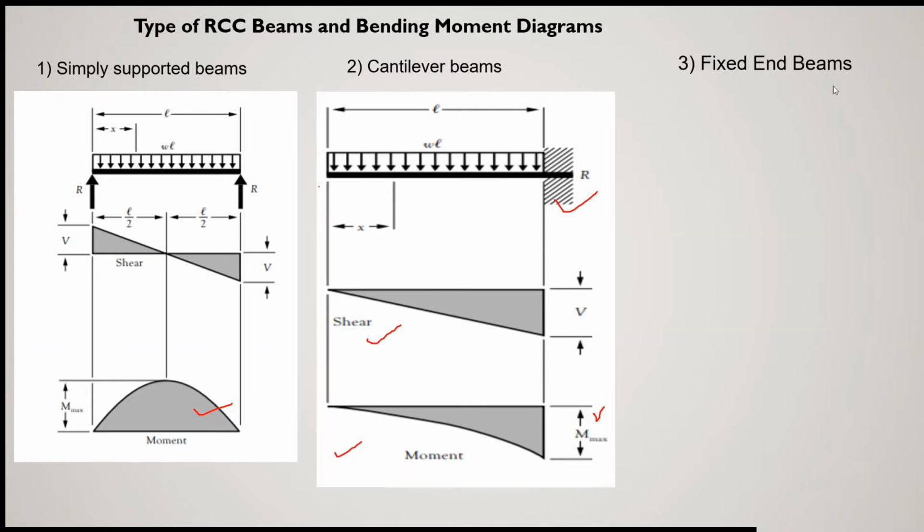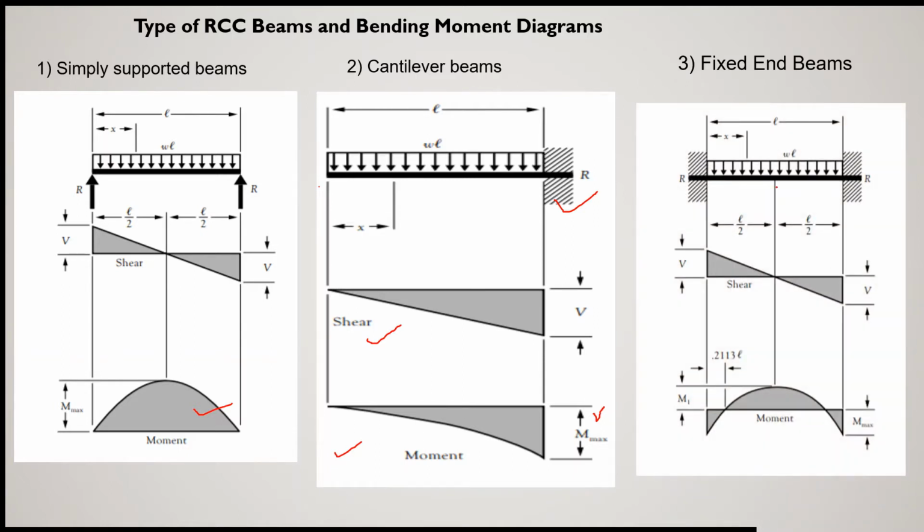Now the third one is the fixed end beam. In this case there is a beam which has fixed ends at both the ends. This is a fixed end, this is a fixed end, that means movement is 100% restricted, it is expected. This is the span of the beam and it is loaded uniformly. Now if you see the shear force diagram in this case as well as in the simply supported beam, you will be able to see that the shear force diagram is almost similar.